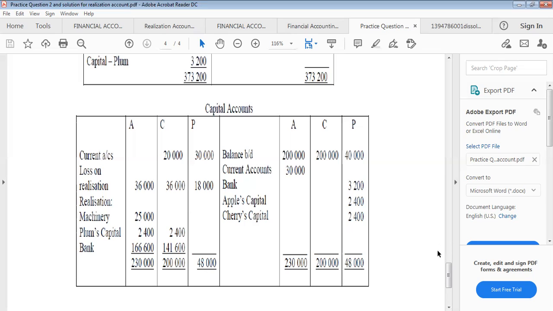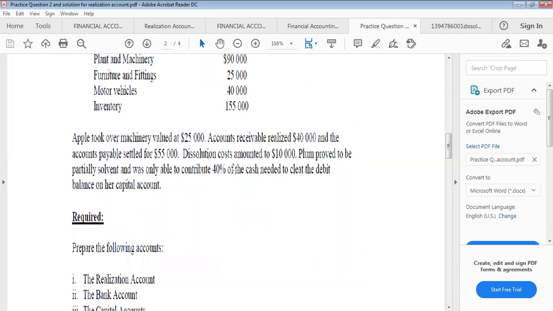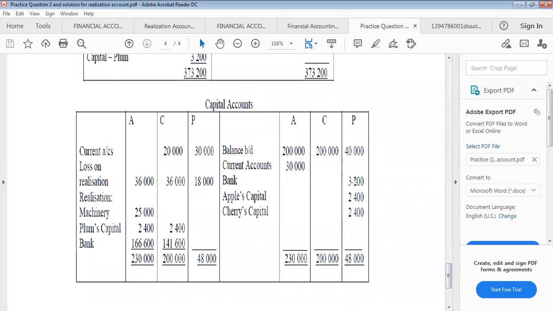Good. Now, first things first. It says that Plum was able to contribute 40% of the cash needed to clear the debit balance on her capital account. Good. So therefore, this 3,200 that you have here would have come from Plum, right? So you'd have 0.40 times 8,000. That's the 3,200 right here. Let me just put in something to show you. To get the 3,200 right here, it's 40 divided by 100 times 8,000. And the 8,000 is the balance that would have been left.